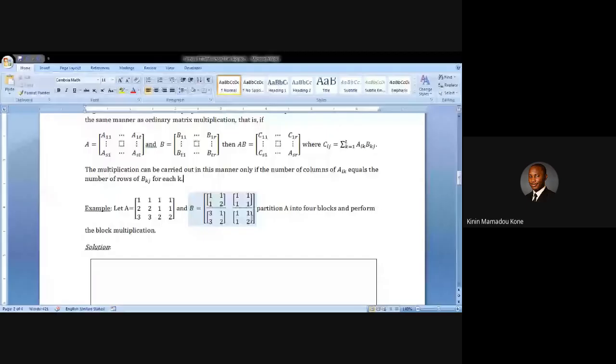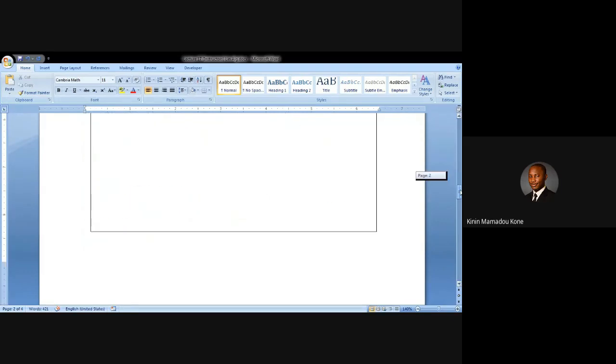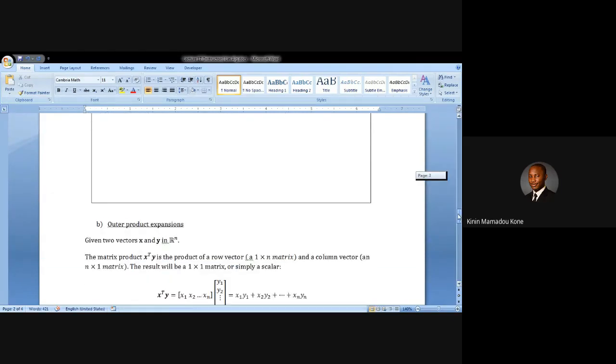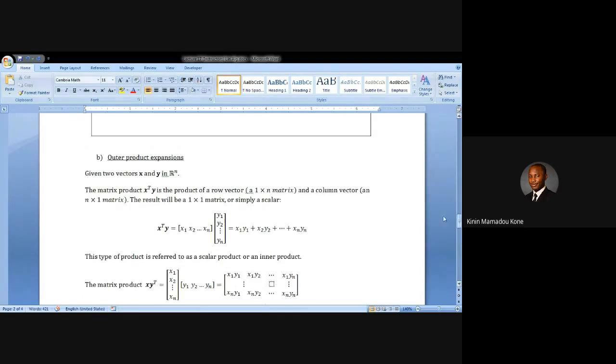Okay, so we've done this block multiplication. I think we were doing this example. We had the matrix A, and we needed to multiply by matrix B, and we partition A, and we're able to do the multiplication. Let me go over these parts. So the outer product expansions.